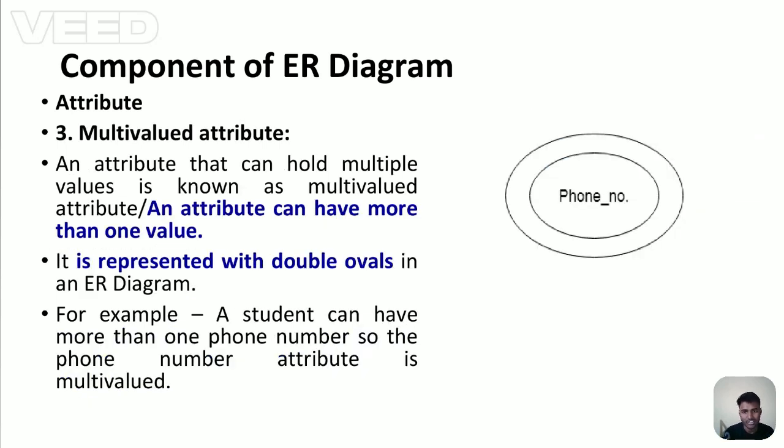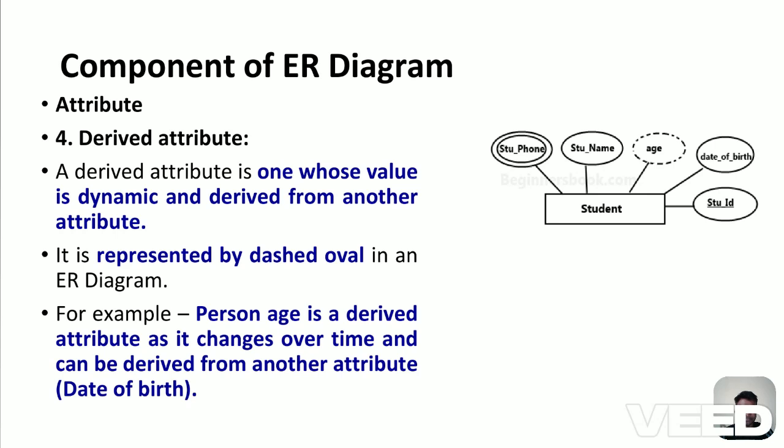And we have the multi-valued attribute. An attribute that can hold multiple values is known as a multi-valued attribute. An attribute can have more than one value. For example, my friend Atharva has three phone numbers with him. So phone number is an attribute of that entity, but he has multiple phone numbers. So in that case, the phone number is a multi-valued attribute.